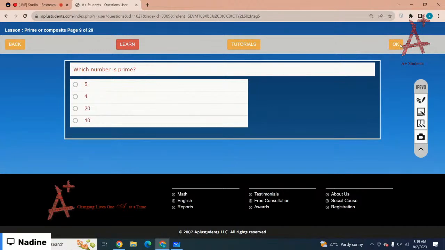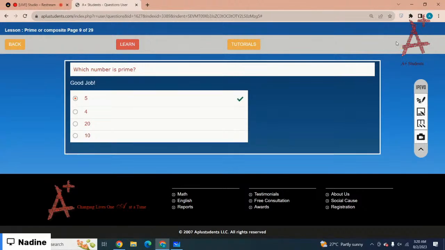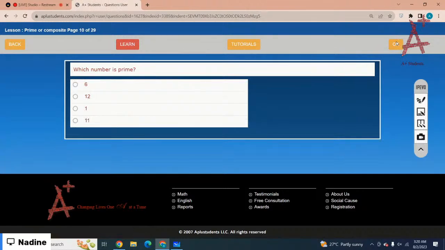Which number is prime? 5, 4, 20, and 10. Which is the correct option? The correct option is 5. Okay, which number is prime? 6, 12, 1, and 11. The correct option is 11.